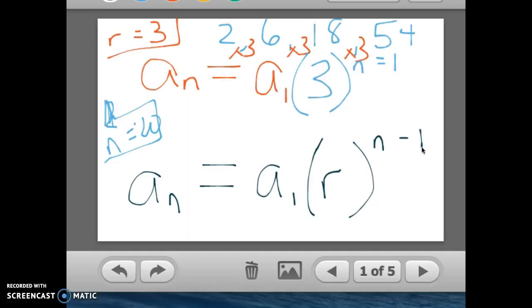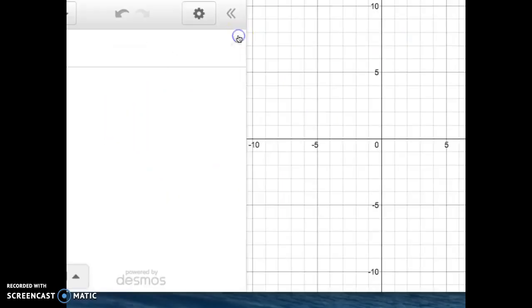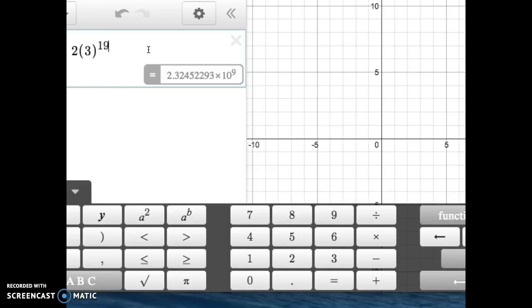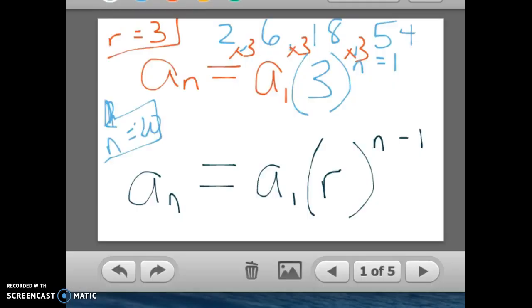Now, if we do the 20th term, we're going to get a ridiculously high exponent. How high? 2 times 3 to the 19th power, right? That would be 2 times 3 raised to the 19th power. So you'll get something like 23 billion. So geometric sequences rise faster, but the first formula that you want to remember, to find the nth term, is this one.